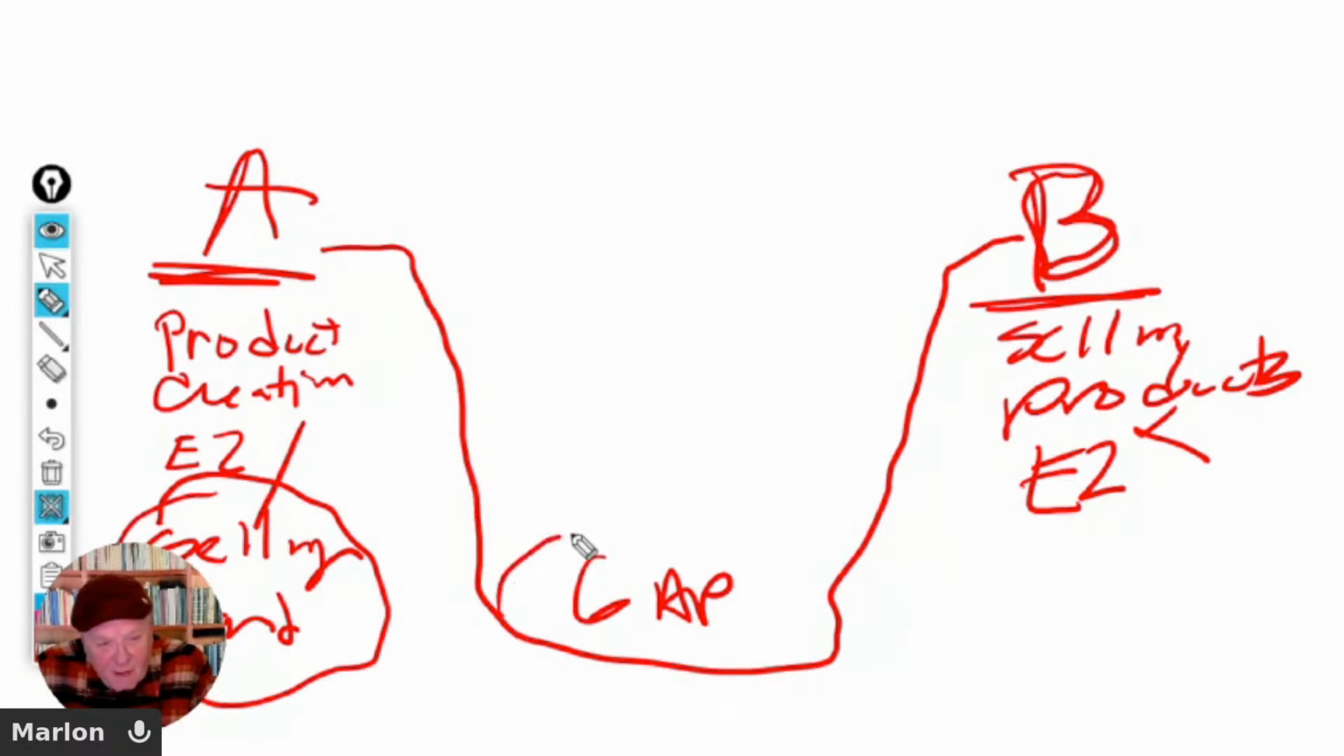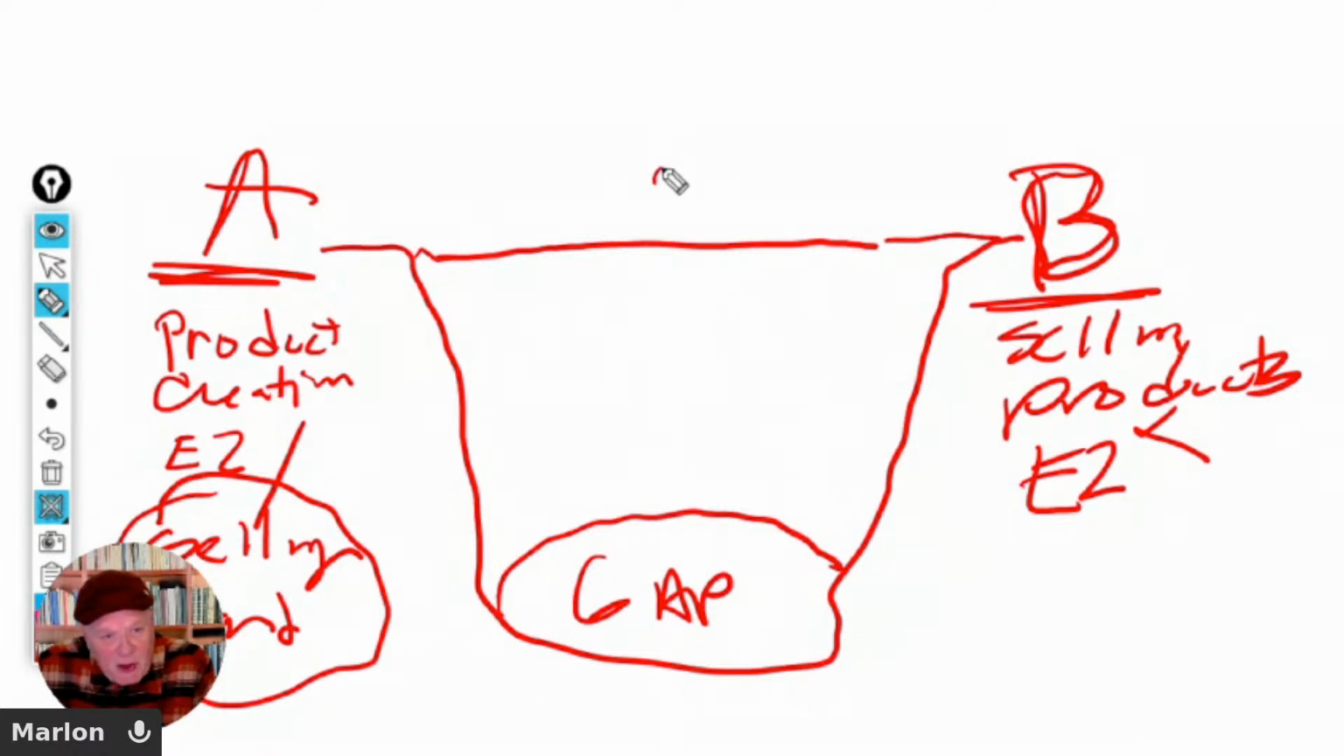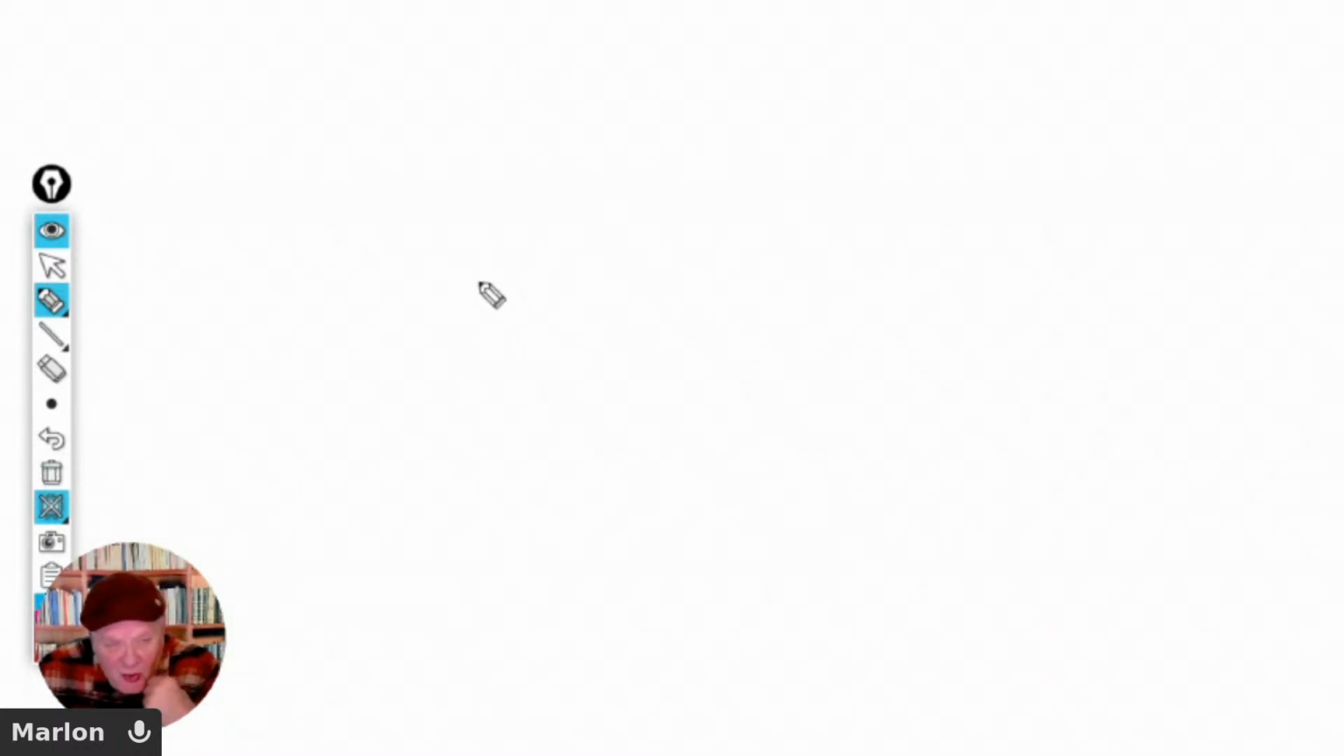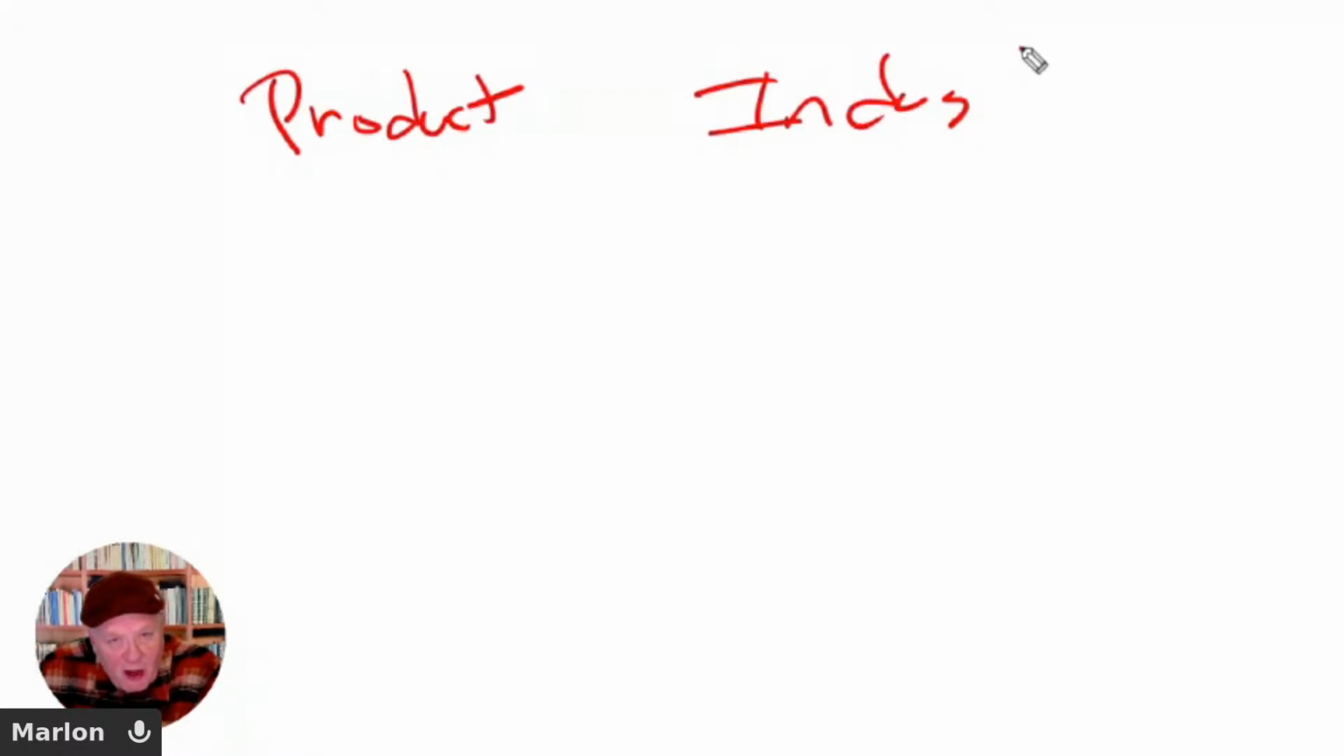This is the gap. So your job as a marketer is to create the bridge that takes people from the current state A to the future state B using your product solution, which is C. Now, this is just one example of a possible industry gap. You can do gaps by product category, or you can do the gap of a whole entire industry.